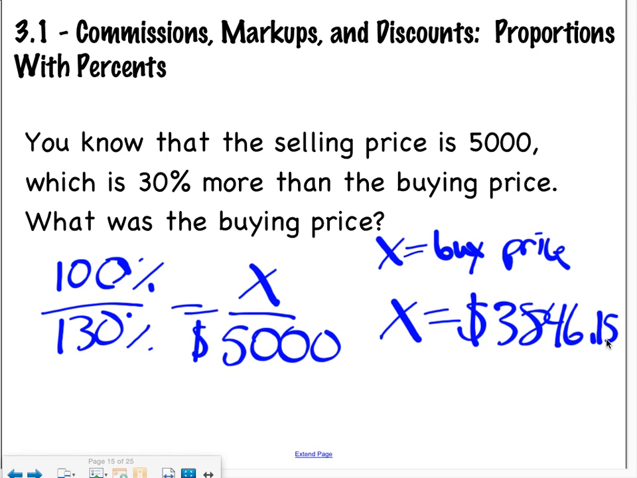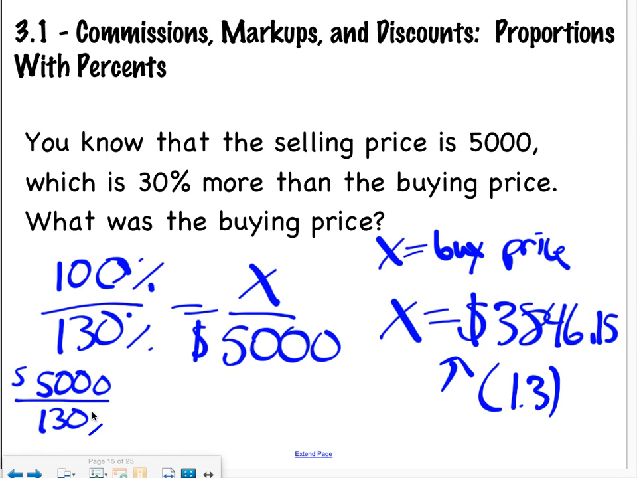All right, so we can solve that, and X equals around 3,846.15. And if you're concerned that you didn't get the answer right, all you have to do is multiply this by 130%, or 1.3, and you will get $5,000, roughly, with the rounding. All right. One other way we can set it up is we can say, well, $5,000 is 130% of the buying price, where X is 100% of the buying price. Okay. So you could also set the proportion up this way, and when you solve, you get the same answer.